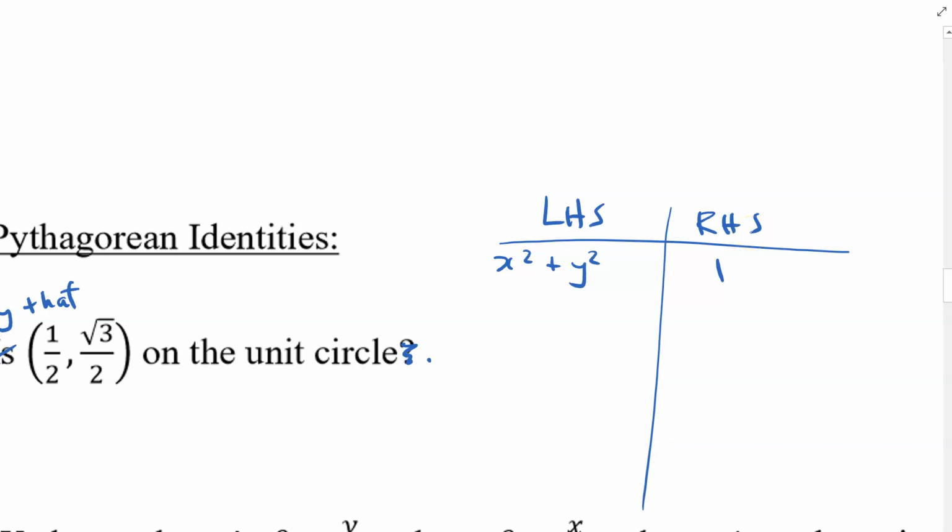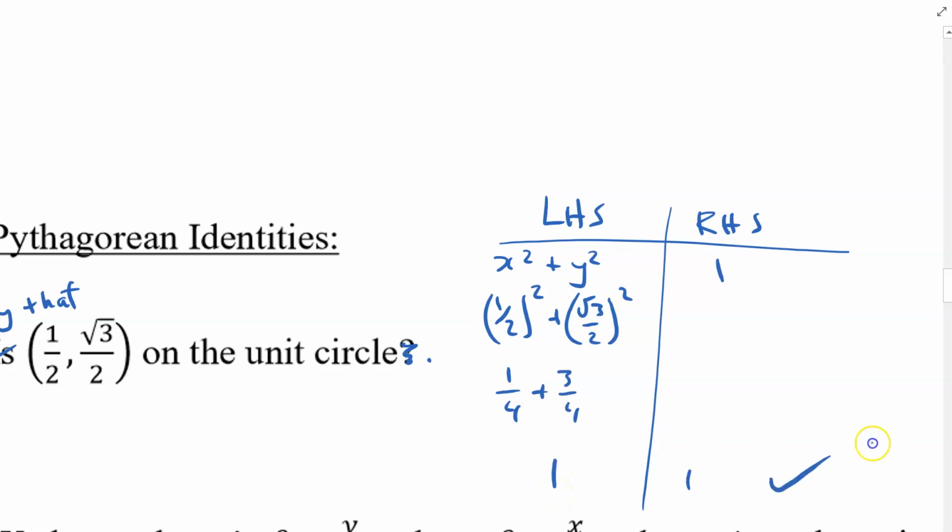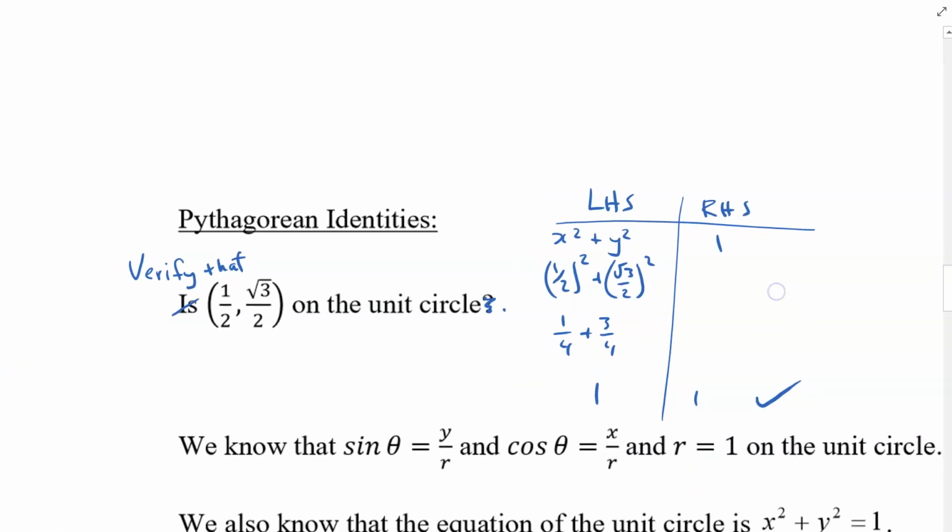And so if I put this in here, I'll get 1/2 squared plus root 3 over 2 all squared. So I get 1 over 4 plus 3 over 4. So that's 1 equals 1. So left hand side equals right hand side. So I say yes, it's true, it is on the unit circle.